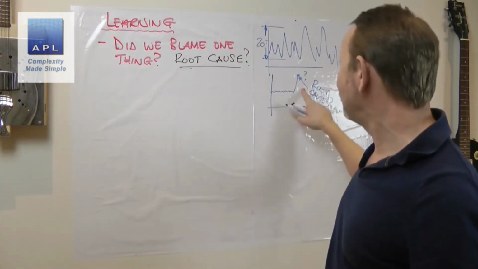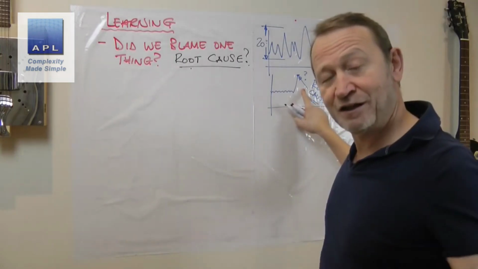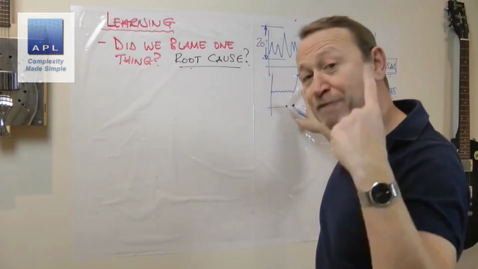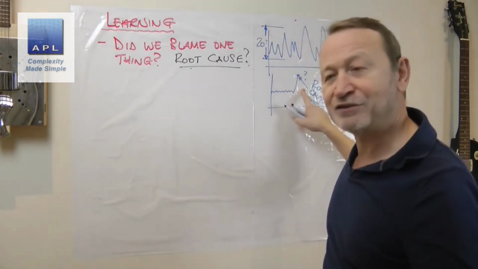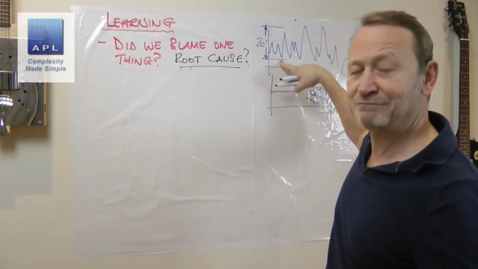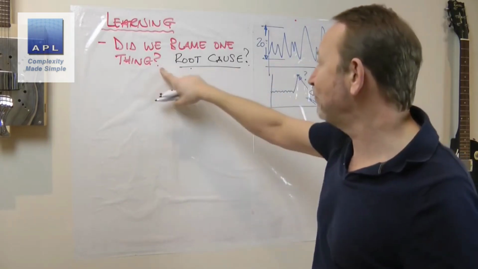So if you've got control and the control goes crazy, that'll have a root cause. It'll have the one thing. The first thing's gone. The first thing's broken. The first rule has been violated. Here, there ain't any rules. So we didn't blame one thing.